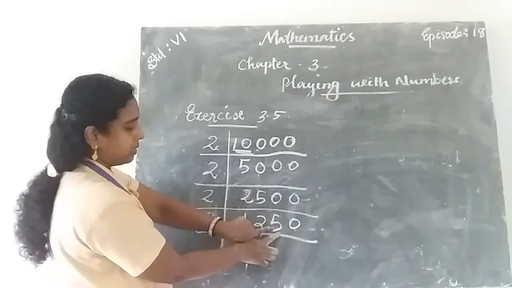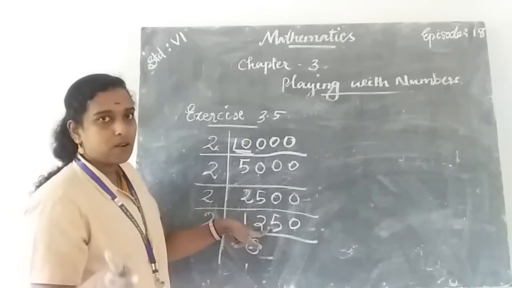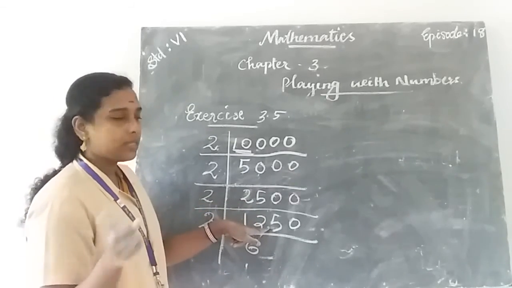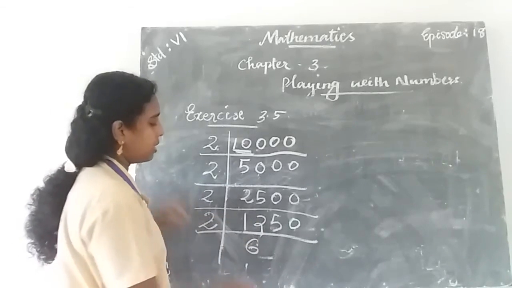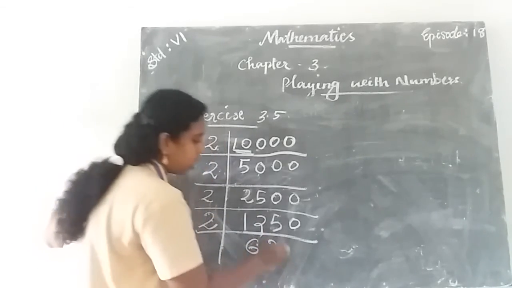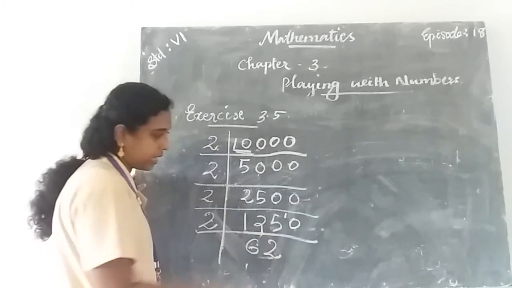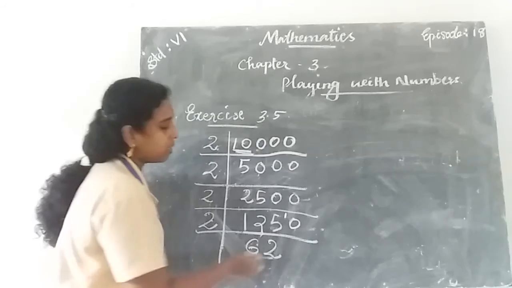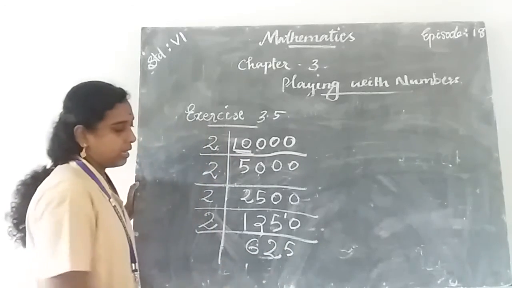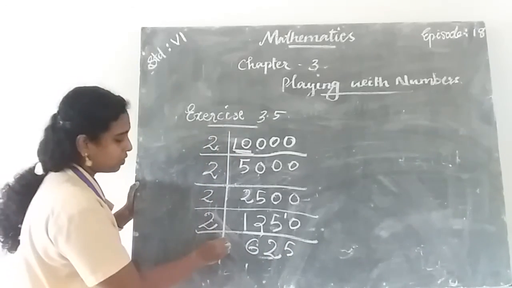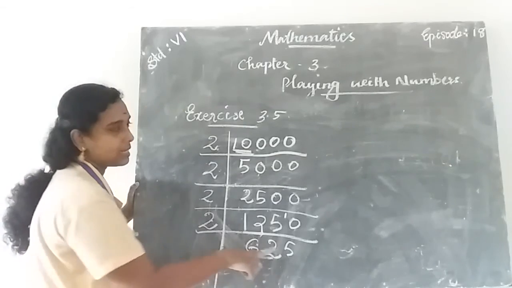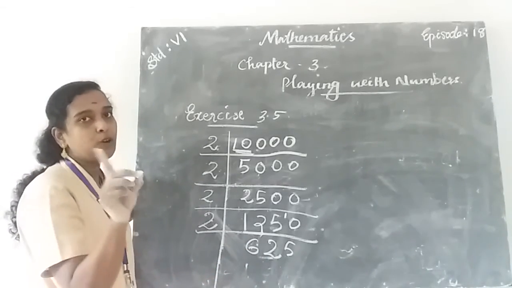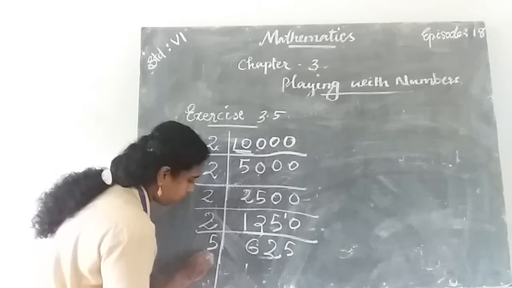And the next digit is 5. 5 is not in the table of 2, and the number just before 5 is 4. 2 2s are 4, and 5 minus 4 we get remainder 1. And we get 10. 5 2s are 10. Here 5 is at the ones place, so it's not an even number and it is divisible by prime number 5. So we divide by 5.